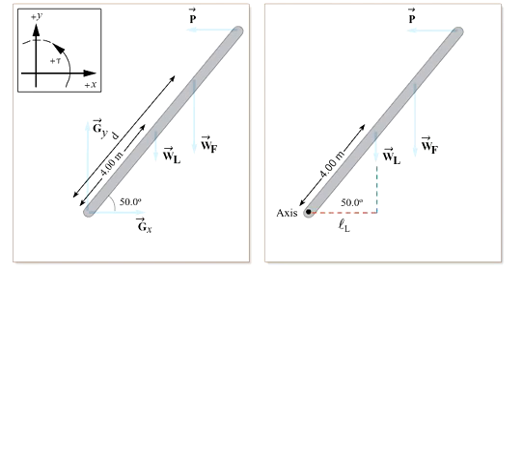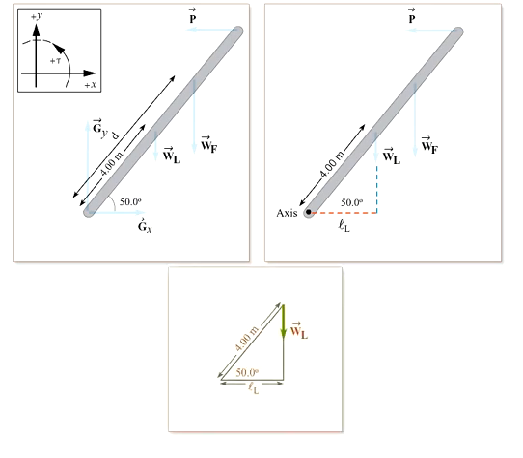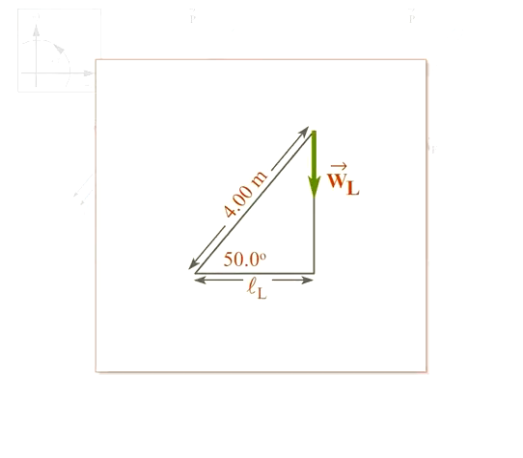The lever arm is the distance between the line of action of W sub L and the axis of rotation, measured on a line that is perpendicular to both. We need to use trigonometry to calculate the length of this lever arm. In the right triangle that is now shown, the hypotenuse is 4.00 meters, and the lever arm is the side adjacent to the 50.0 degree angle. So, the length of the lever arm is 4.00 meters times the cosine of 50.0 degrees.